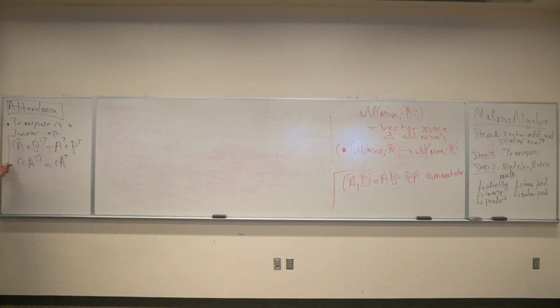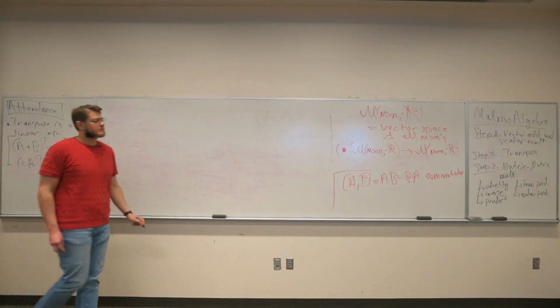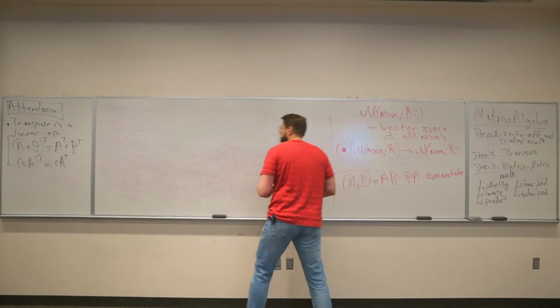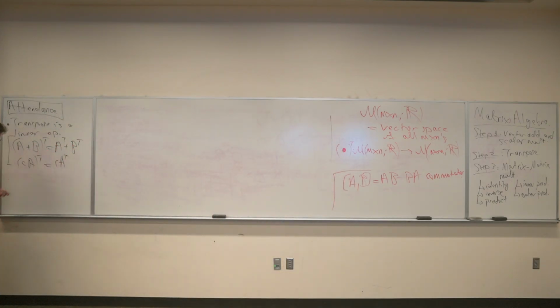When it comes to matrix-matrix multiplication, in other words, if I'm trying to relate the transpose of the product to the product of the transposes, you have to flip the order. So AB transpose is not going to be A transpose times B transpose. It's going to be B transpose times A transpose. One way to remember this is that in general, A transpose times B transpose is not even going to make sense.